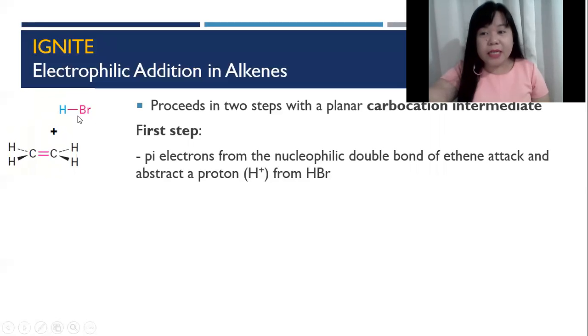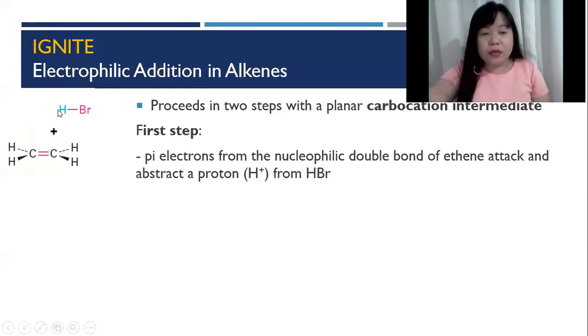Remember that bromine is an electronegative atom. Therefore, it pulls electrons towards itself. Therefore, this end becomes partially negative. This end becomes partially positive. So, the module and most other books would describe the movement of electrons. So, the electrons of the pi bond are described as nucleophilic, which would attack this electrophilic part of HBr. So that is where the electrophilic addition gets its name.